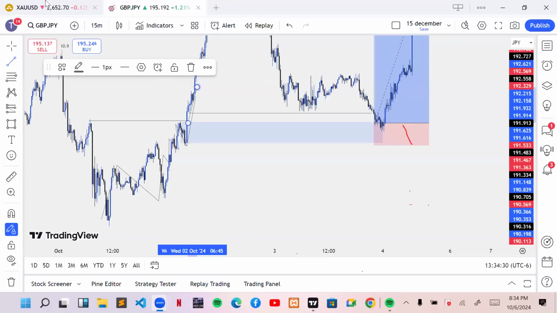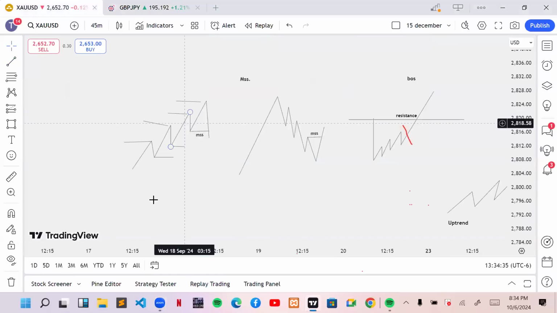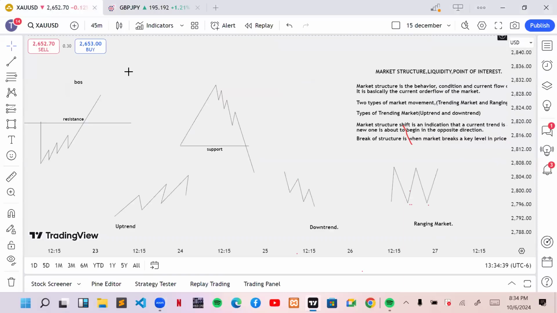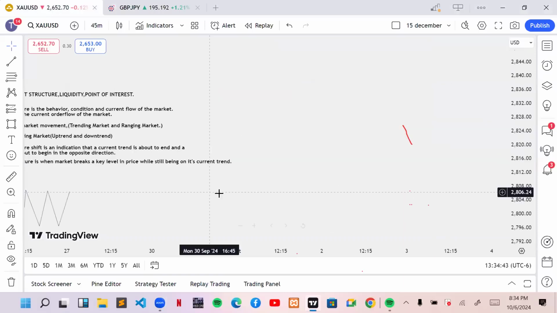So that is the structure part of the strategy. Now it's time to move on to the liquidity part of the strategy. So, liquidity.